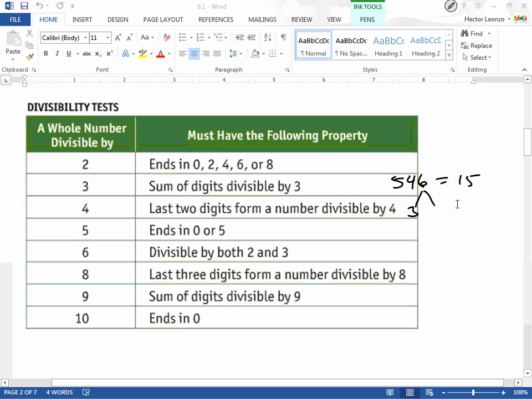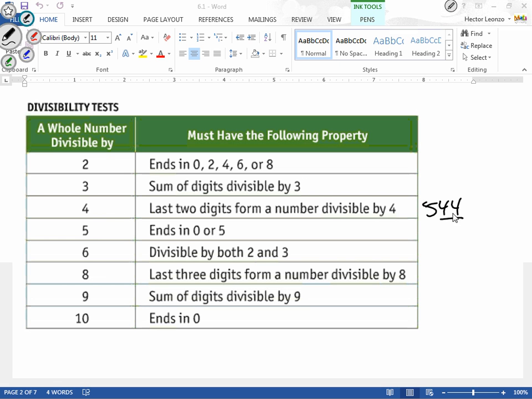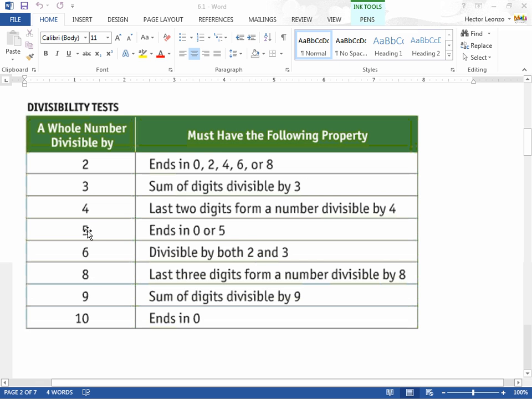Now 4: in order for a number to be divisible by 4, the last two digits of the number must be divisible by 4. As an example, if I had the number 544, I look at the last two digits, 44. 44 is divisible by 4, so 544 is divisible by 4. Now, for a number to be divisible by 5, it has to end in 0 or 5.